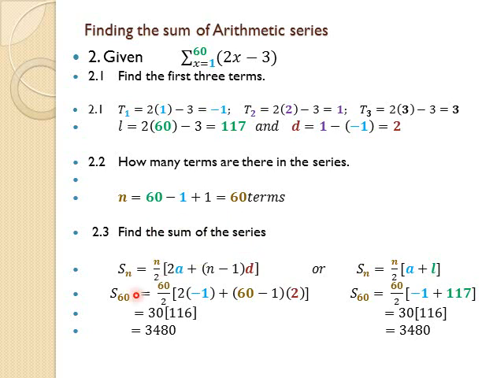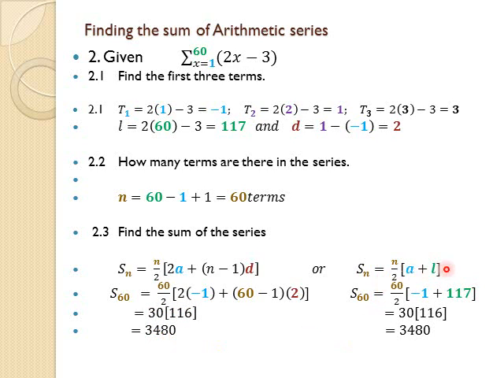Right, find the sum of the series. So Sn equals n over 2, 2a plus n minus 1 times t. n is 60, so wherever you see n, I place 60. A is minus 1, and t is 2. 60 minus 1 gives me 59, times 2, which is 118. 118 minus 2 then gives me 116. 60 divided by 2 is 30, and 30 times 116 would give me 3,480.